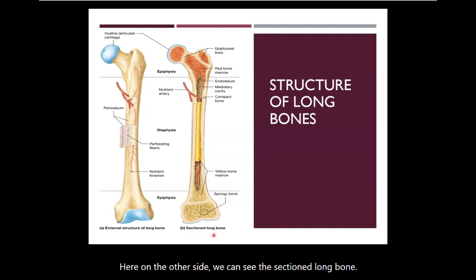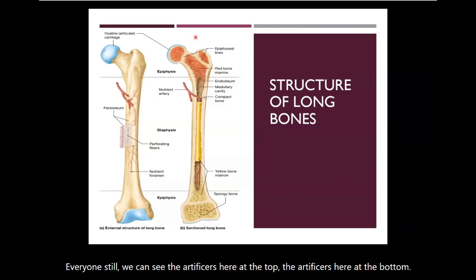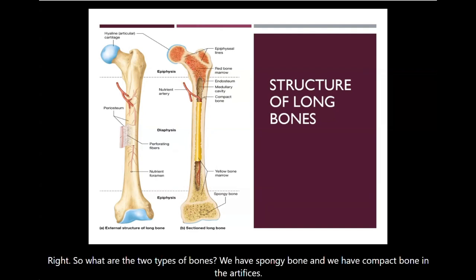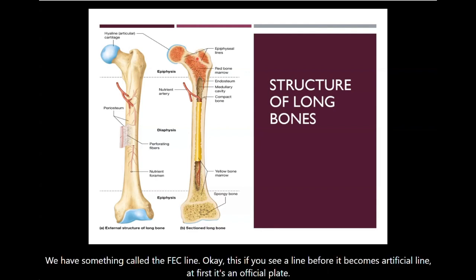Here on the other side, we can see the sectioned long bone. Everyone, still we can see the epiphysis here at the top, the epiphysis here at the bottom, and diaphysis here in the middle. And then in the epiphysis, we can see that we have spongy bone, right? So what are the two types of bones? We have spongy bone and we have compact bone. In the epiphysis, we have a spongy bone. And something interesting that we have here, and then it's mostly in the metaphysis, which is in between the both of them, we have something called the epiphyseal line, okay?